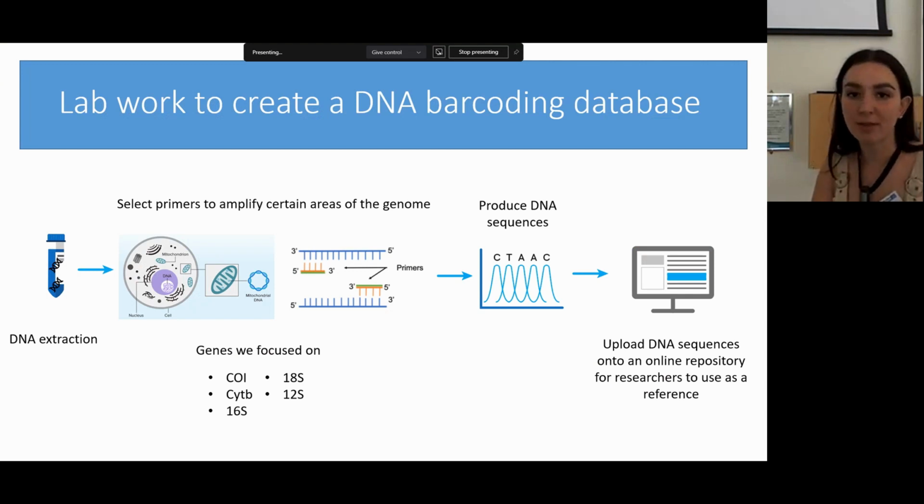Then for our lab work to create the DNA barcoding database, we've extracted all the DNA, selected primers to amplify certain areas of the genome, within the mitochondrial and the nuclear genome. And the genes we focused on were CO1, Cyt B, 16S, 18S, and 12S. And now we're producing the DNA sequences for all these specimens, and going to upload them onto an online repository for researchers to use as a reference for further eDNA studies.